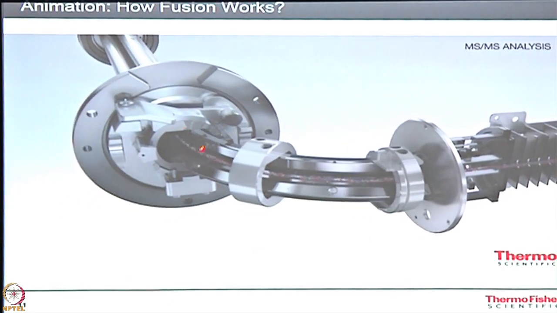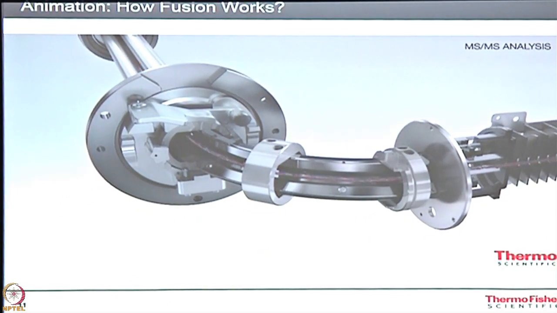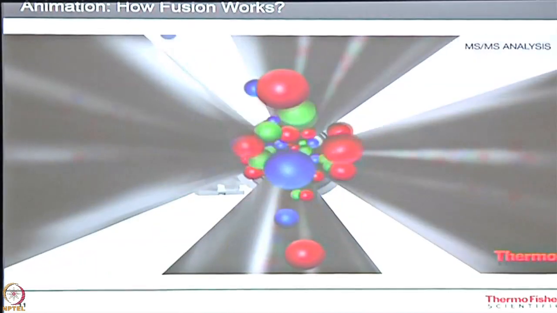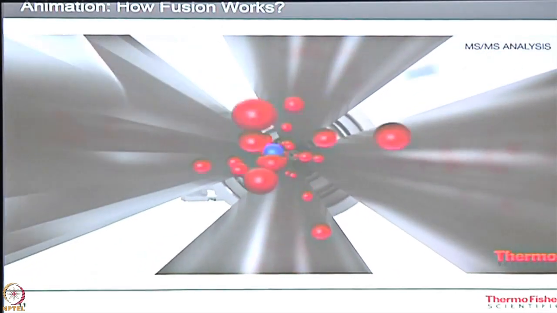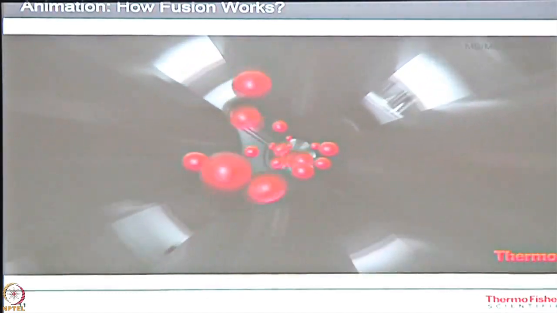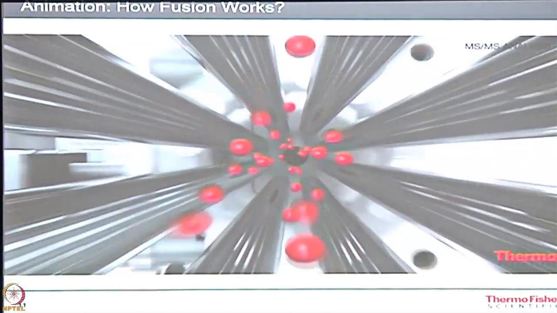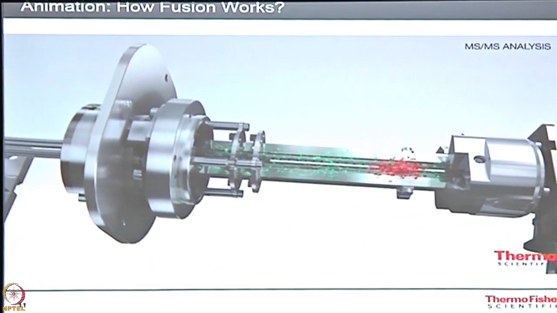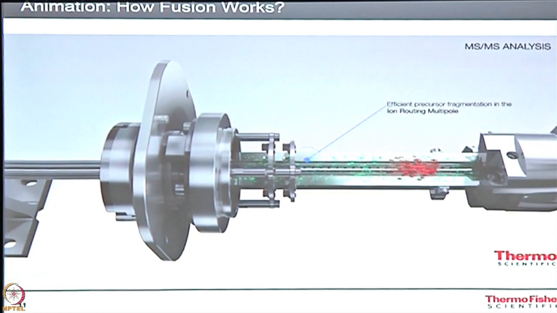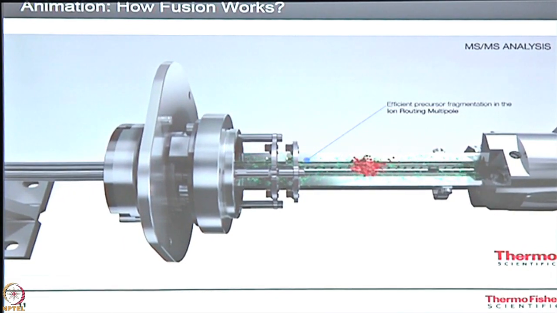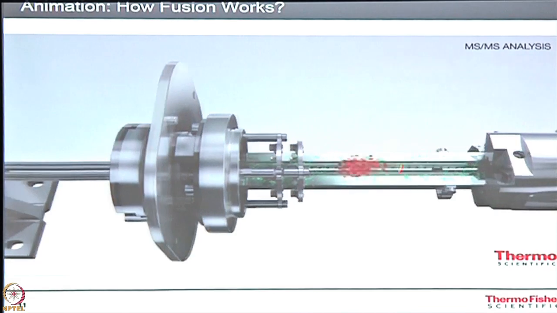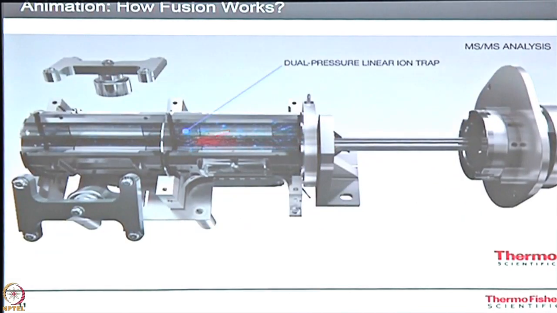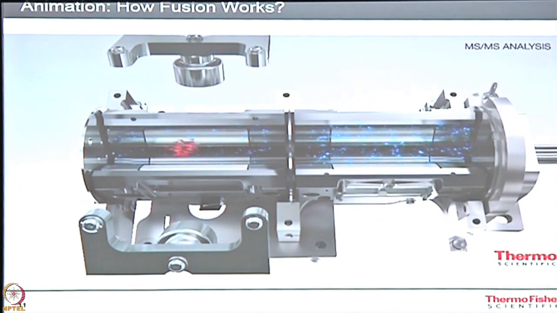So the same thing happens, ions are going. Inside the quadrupole, only one molecule will be there, so the others will be filtered out. Now that molecule goes to this ion routing multipole and gets fragmented. Here it will be fragmented in the HCD mode, which is nothing but collision induced dissociation with high energy. After fragmenting here, it goes to the ion trap, where it is stored first and then trapped here, and then it gets detected.